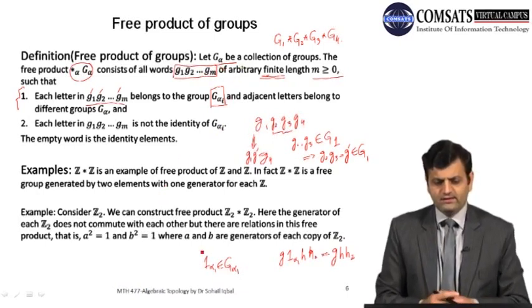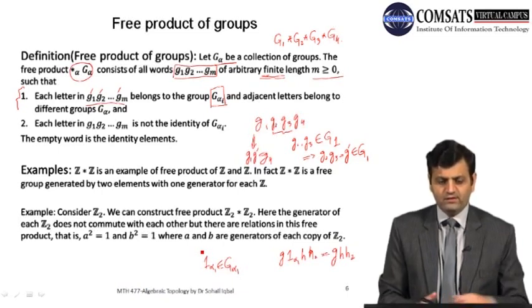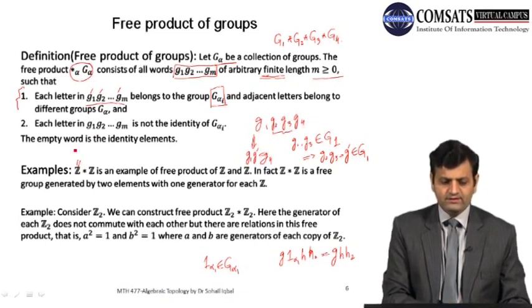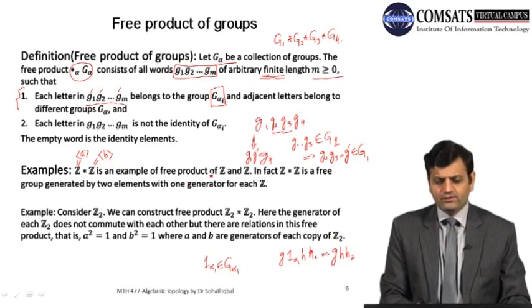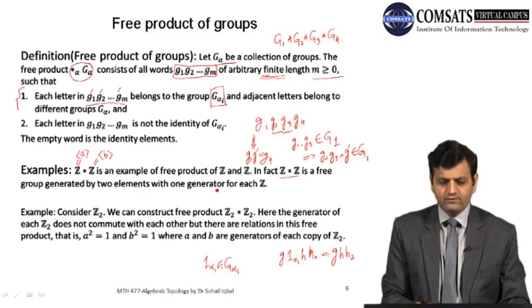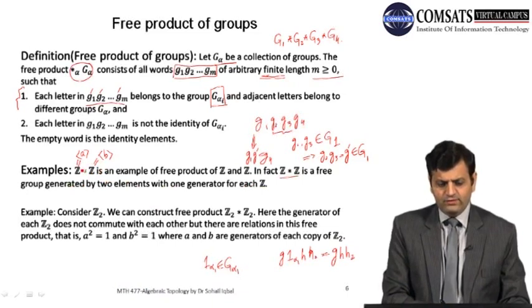Okay, so let's consider an example. Before we discussed the direct sum of Z with itself, now we are going to discuss what will be the free product of Z with itself. Of course, we know that Z is generated by one element, it's an infinite cyclic group. So let's say this is generated by A, and let's say this is generated by B. In fact, this is a free group generated by two elements, with one generator for each Z. So why is this like this? We know that this Z is a free group generated by one element A, and this Z is a free group generated by one element B.